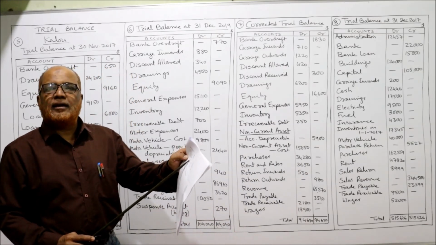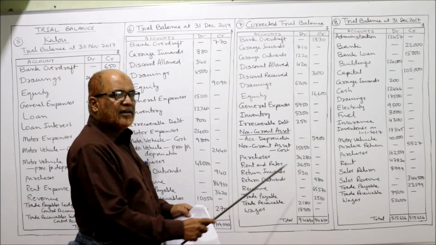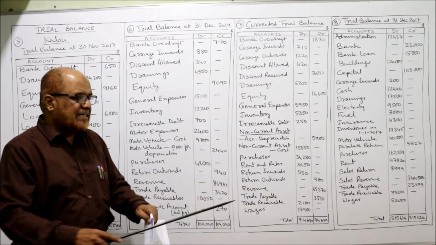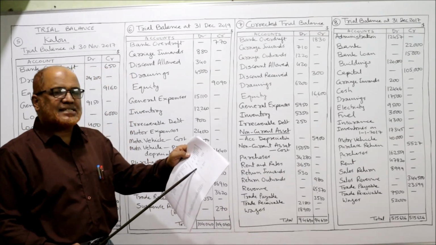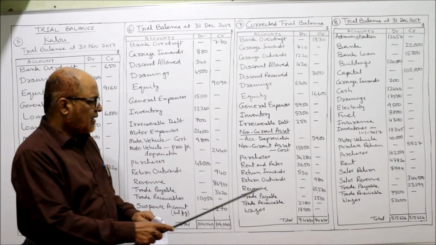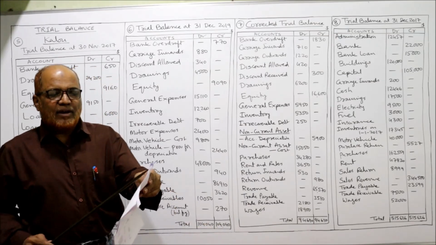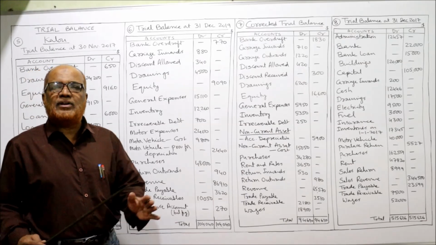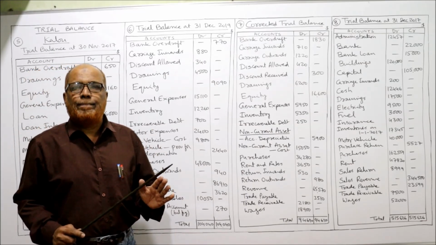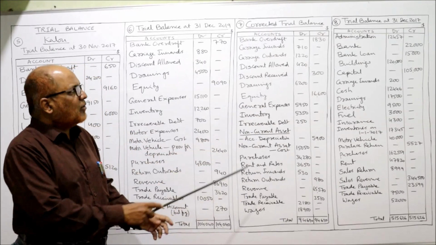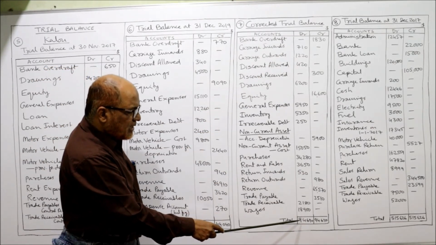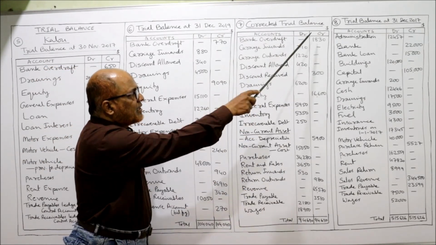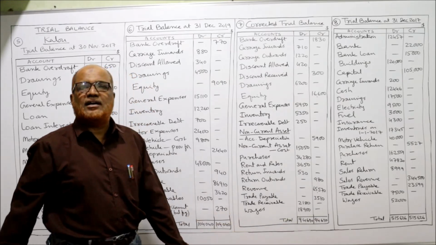Then trade payable, liability, credit side. Trade receivable, asset, debit side. Wages, expenses, debit side. That's it. We have taken all the items, whatever is given in the problem, on the correct side. Now take the total on the debit column. It is 94,690. Credit column also 94,690.